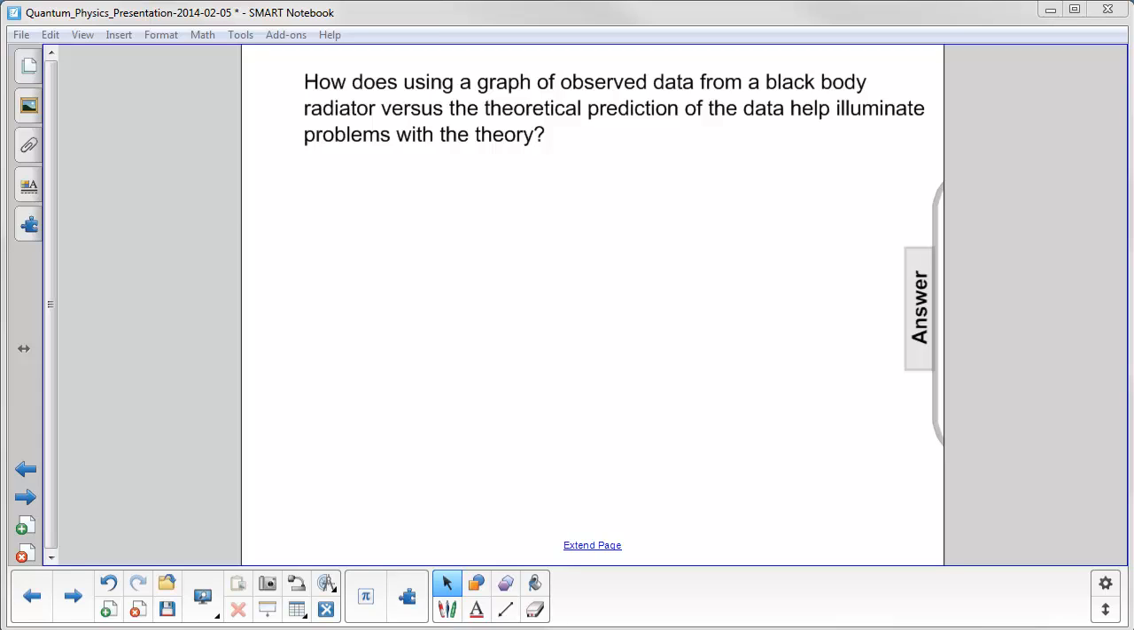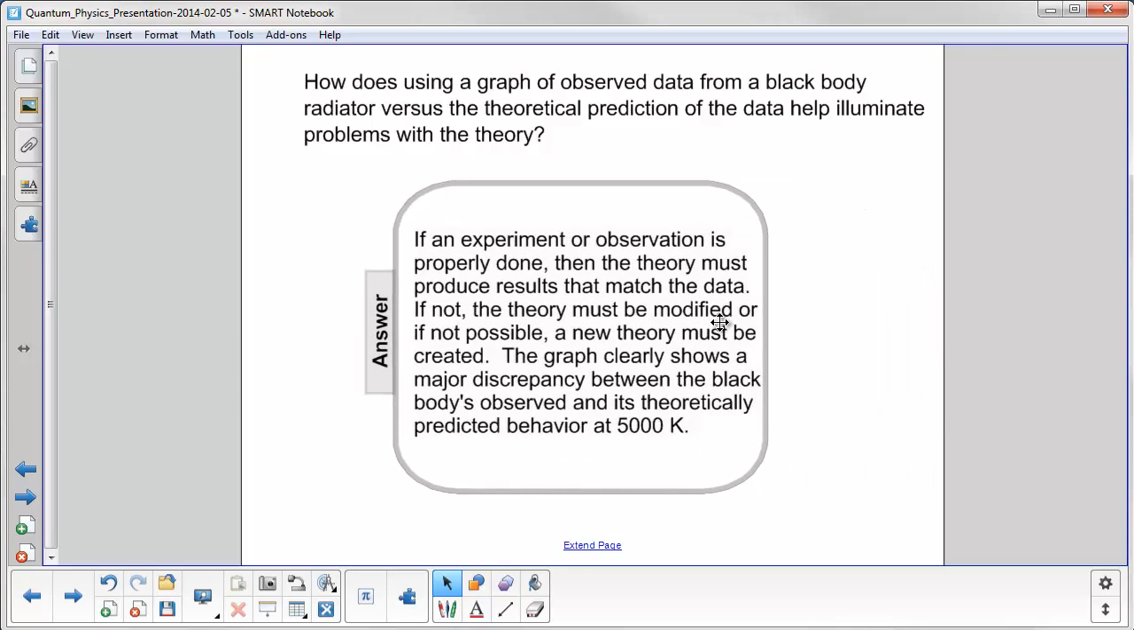How does using a graph of observed data from a blackbody radiator versus a theoretical prediction of the data help illuminate problems with the theory? One of the nice things about graphs is that they show you a lot of information in a very easy to read format. So let's assume that the experiment or observation was properly done.